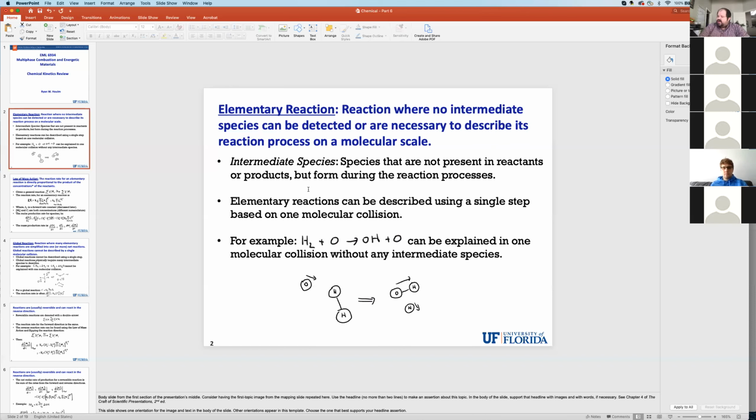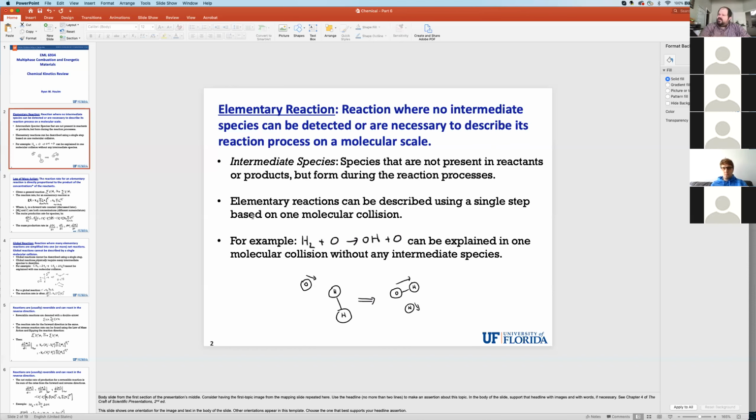And these elementary reactions themselves do not have intermediate species. They can be described with a single step based on one molecular collision. What I mean by that is, at least for gas phase chemical kinetics, essentially, a chemical reaction for gas is just a giant game of billiards. All the billiard balls, our molecules, are colliding so hard that they can fragment and then reform.